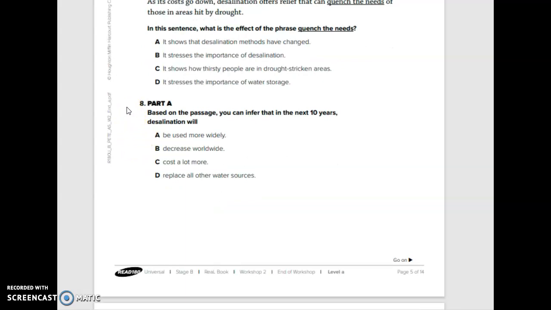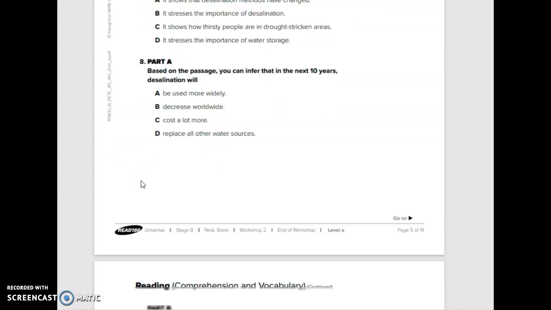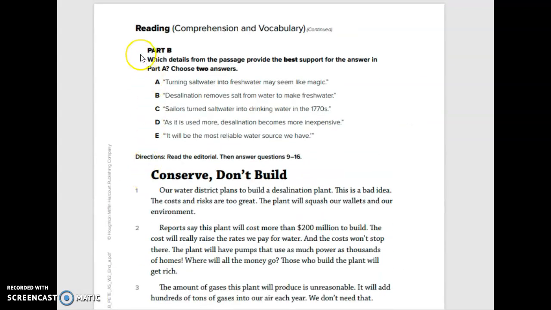Number 8, Part A. Based on the passage, you can infer that in the next 10 years, desalination will be used more widely, decrease worldwide, cost a lot more, replace all other water sources. Part B. Which detail from the passage provides the best support for the answer you chose in Part A? You need to choose 2 answers.